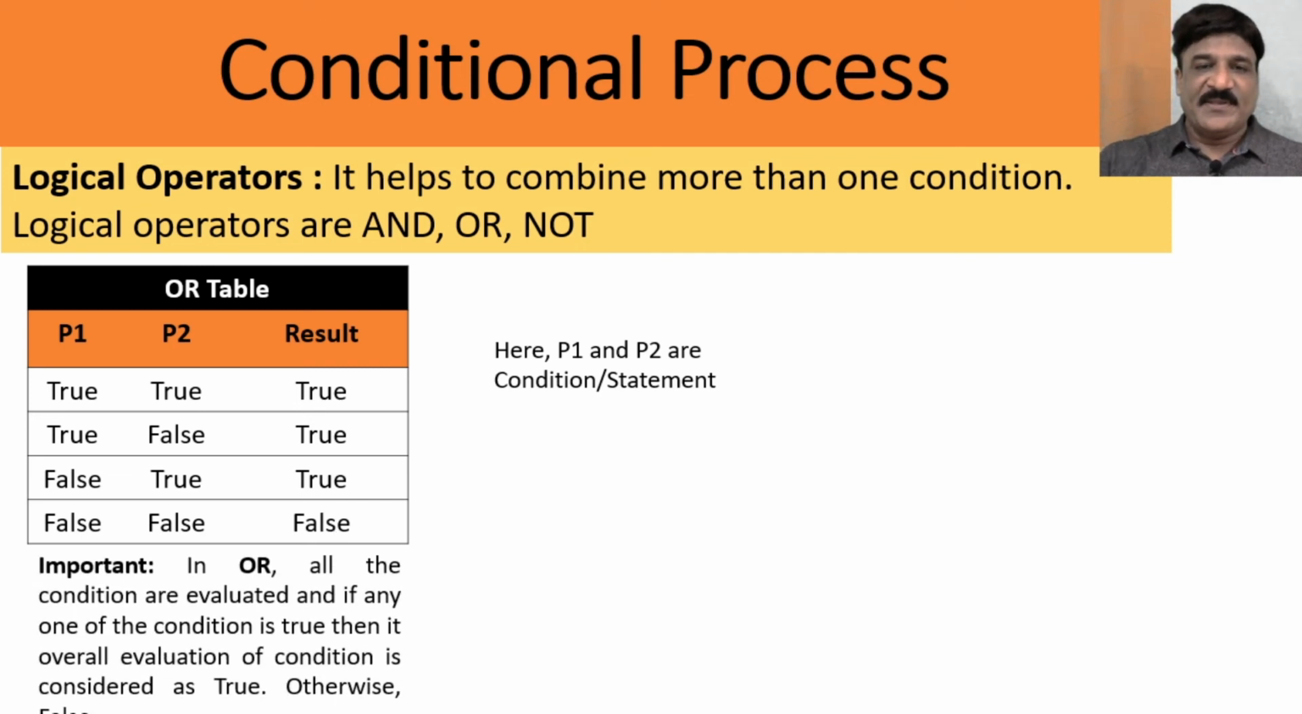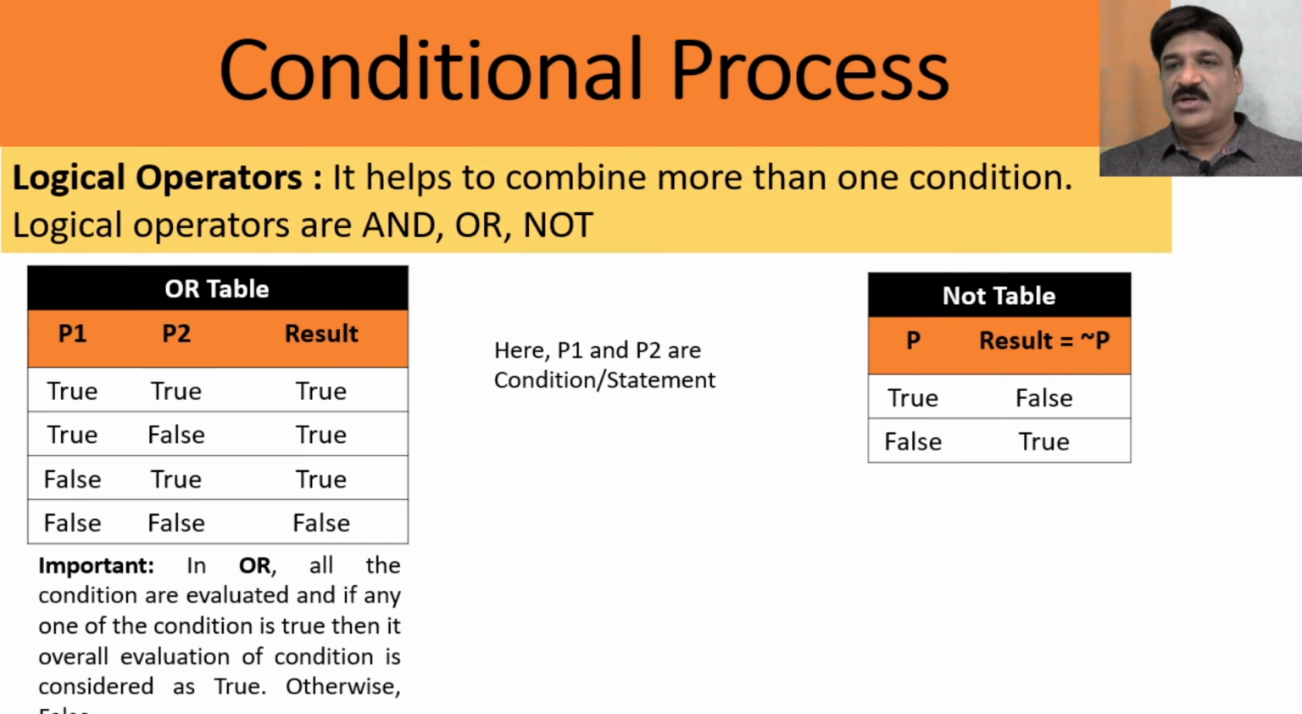So in OR, all the conditions are evaluated, and if any one of the conditions is true, then the overall evaluation of the condition is considered as what? True only. Otherwise it's false. It means if any one of the conditions, either P1 or P2, is true, the overall result will be true. Now remember, it is not necessary that you combine only two conditions. You may have n number of conditions connected with logical operators AND, OR, NOT, no issue.